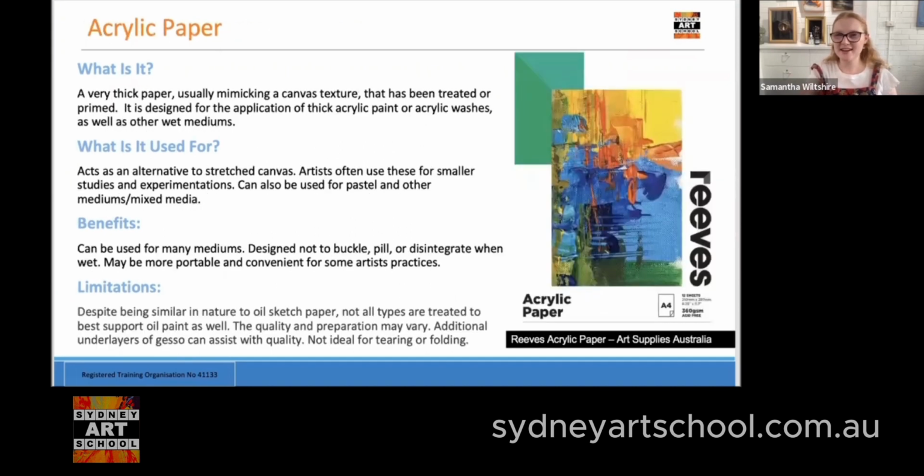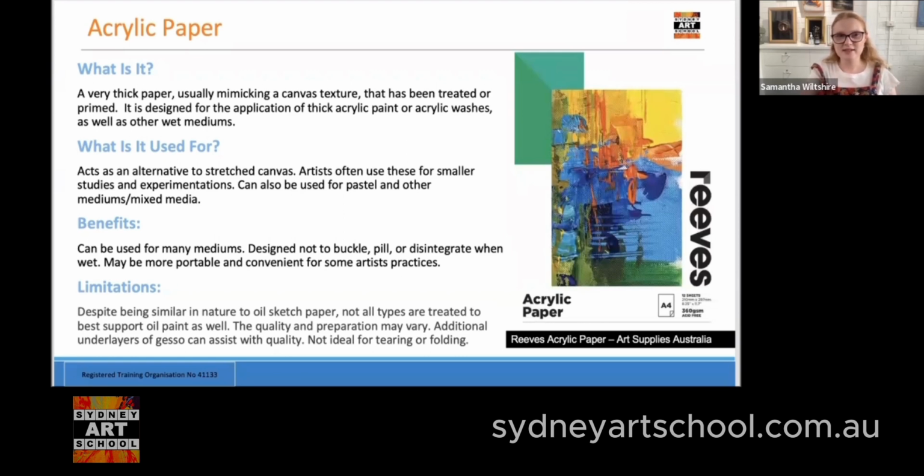You will also see acrylic paper on the market. So this is a very thick paper, also usually mimicking canvas texture like our oil sketch pads, that has been treated or primed. It is designed for the application of thick acrylic paint or acrylic washes, as well as other types of wet mediums. So this acts as an alternative to stretch canvas. Artists can use these for smaller studies and experimentations. And you could also use these for pastel and other types of mediums and mixed media.